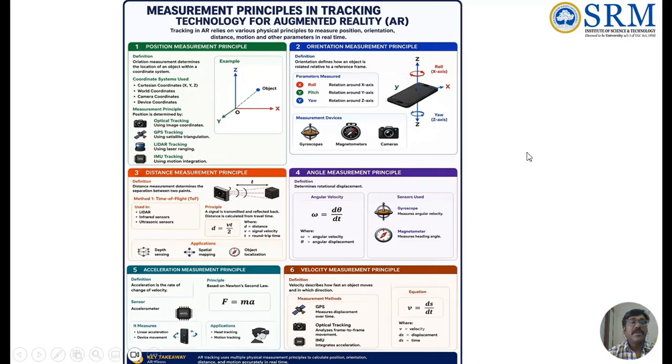So the position measurement determines the location of an object within the coordinate system. It may use the Cartesian coordinate system, in which global, world, and camera coordinate systems are used. Sometimes it is called a user coordinate system. For optical tracking, we use image coordinates; GPS tracking uses satellite integration and triangulation; LiDAR tracking uses laser ranging; and IMU tracking uses motion integration. For orientation with respect to X, Y, Z, we use a gyroscope, magnetometer, and camera, measuring the X, Y, Z axes along with roll and pitch.